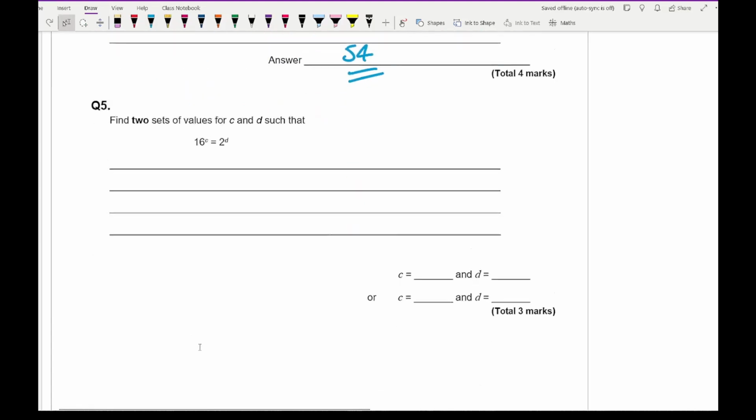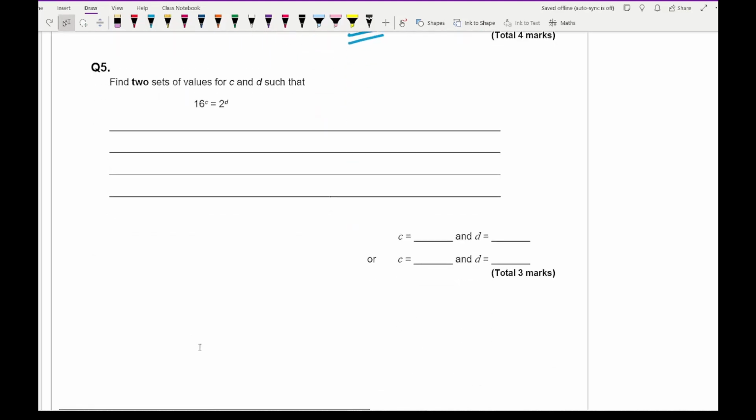Then moving on to our last question, it says find 2 sets of values for C and D such that, and here we'll just write it a little bit bigger, 16 to the power of C equals 2 to the power of D. Now with this, what you want to try and do is get the base numbers the same. So I can notice that I can write 16 as 2 to the power of 4. So then 16^C becomes (2^4)^C.